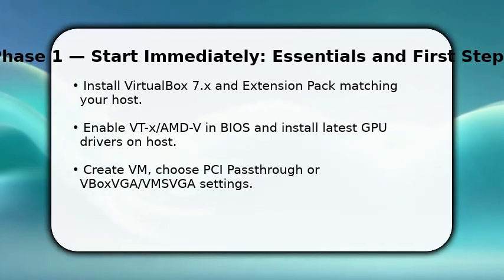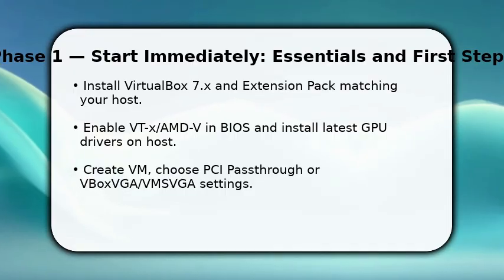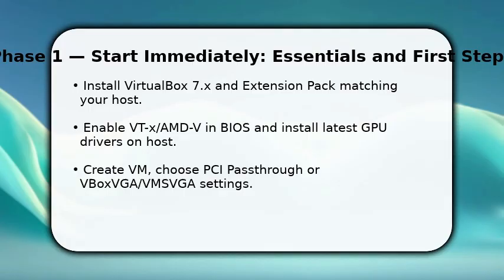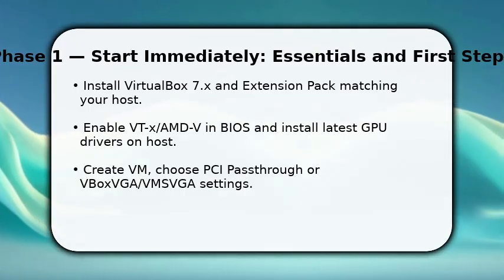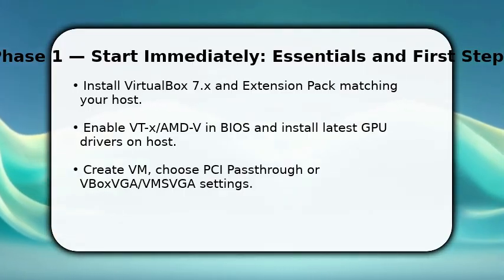Once done, allocate CPU and at least 2 GB of video memory and attach an ISO. Make sure to save the VM state. These first actions unlock the capability to forward GPU resources to the guest.